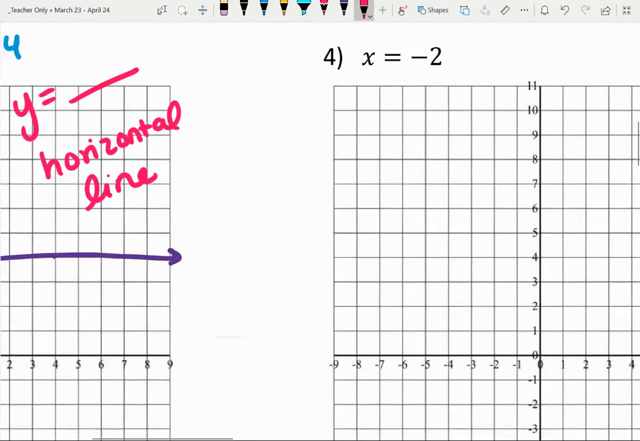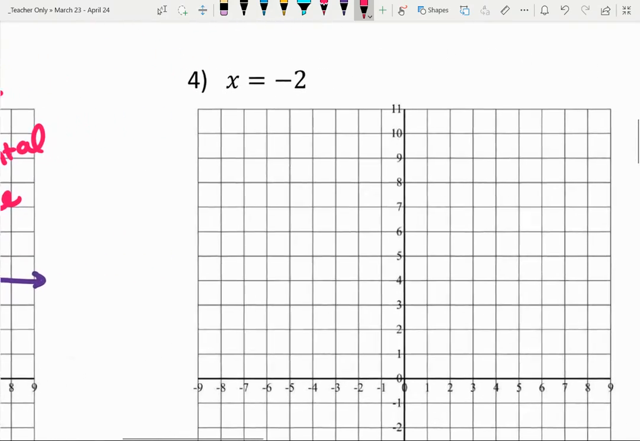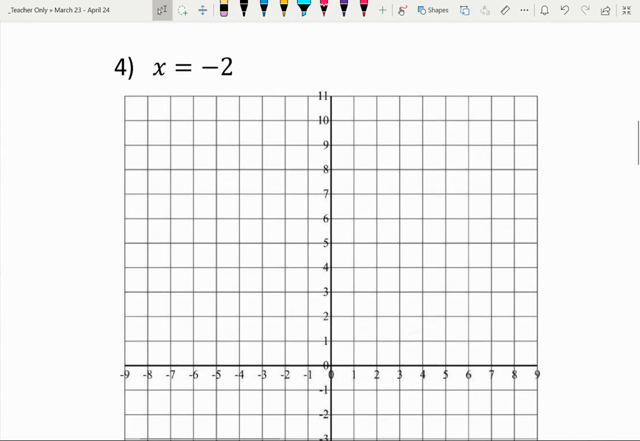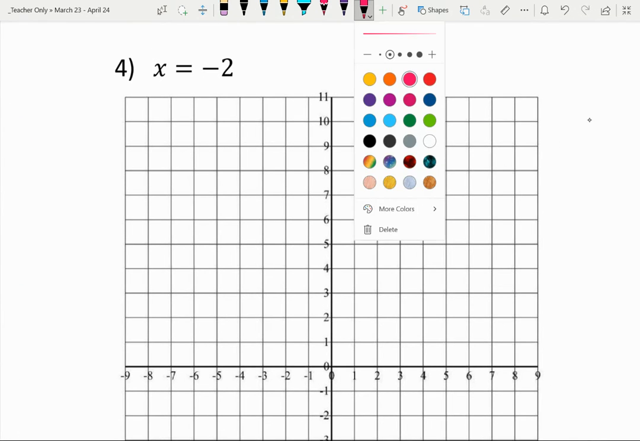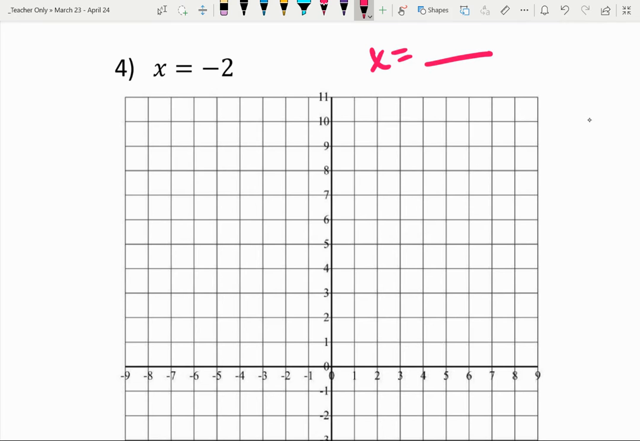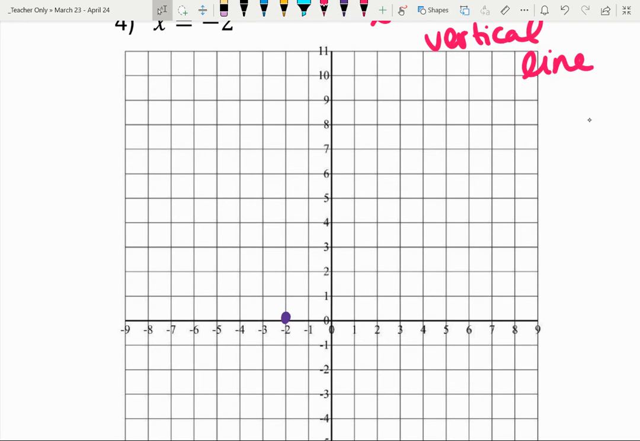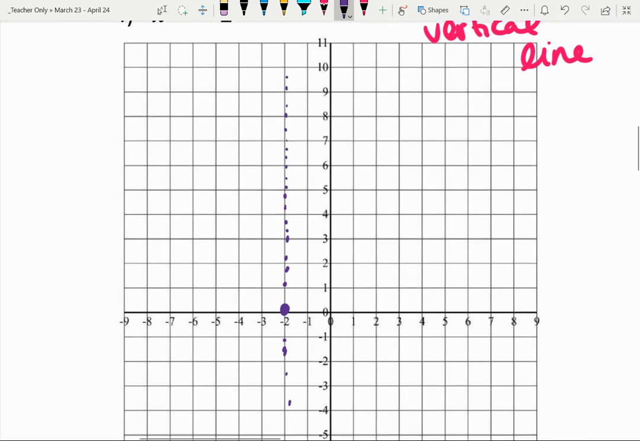Now, the other kind of line that we could have that's not a horizontal line is a vertical line. So if I see something that's written like x equals a number, that is always going to be a vertical line, straight up and down. And the reason is, if we look at this, we've got x values of -2. It says x equals -2. Well, every single point along this vertical line has the same x value, -2.